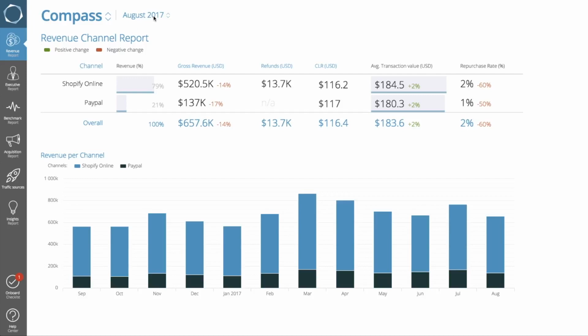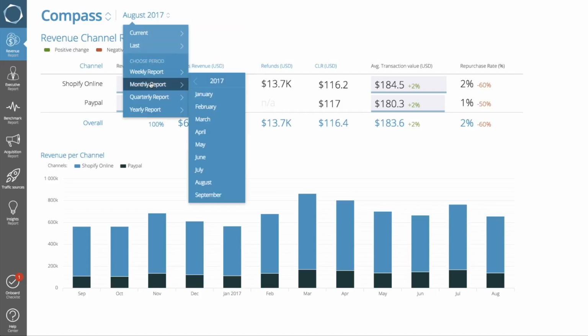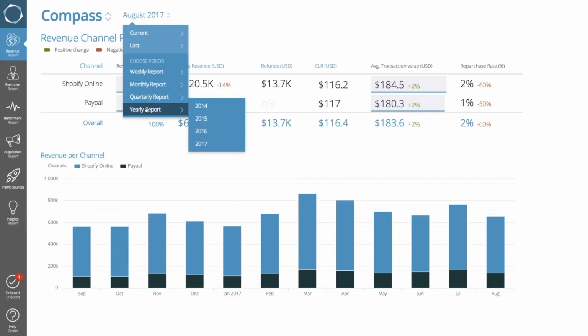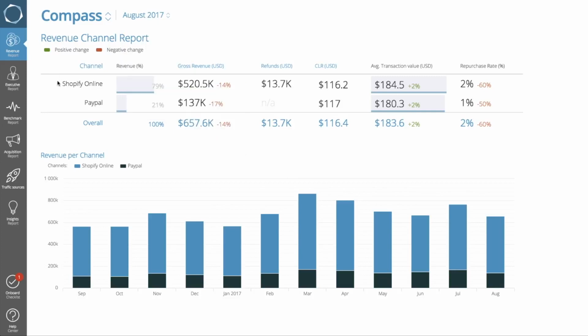The revenue channel report allows you to track and compare how your different revenue channels perform, both in terms of volume and quality. By hovering here and clicking, you can access your weekly, monthly, quarterly, and yearly report. For this store, we can see that they have a Shopify online channel as well as PayPal. For your store, you may also see Shopify Plus or POS, BigCommerce, Magento, Stripe, or Amazon Seller.